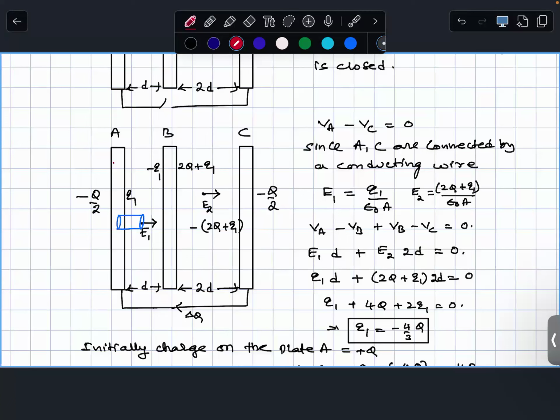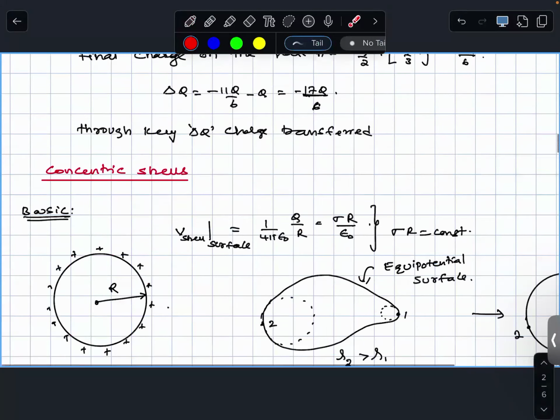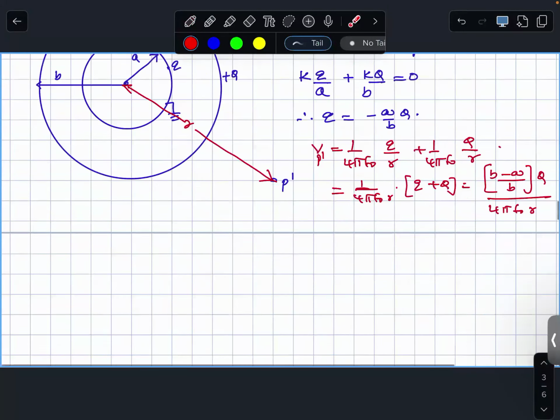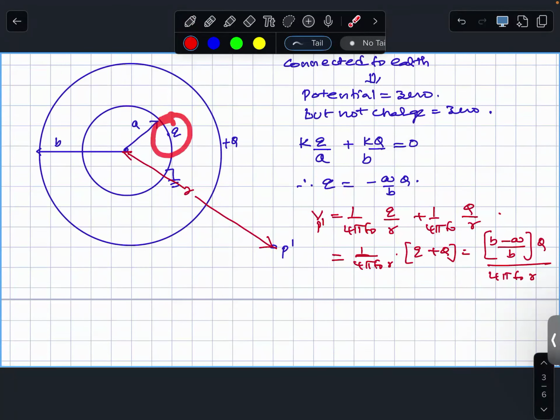Potential of A, potential of C 0. So potential difference 0. But that case, this case is different. The potential of this is a different thing, and the potential of this pair is a different thing. The potential difference is not 0. What do you mean by net? That's what I have written here. Potential at this point is 0. The potential at this point is not 0. If you question me about the potential at this point, say some point 2.